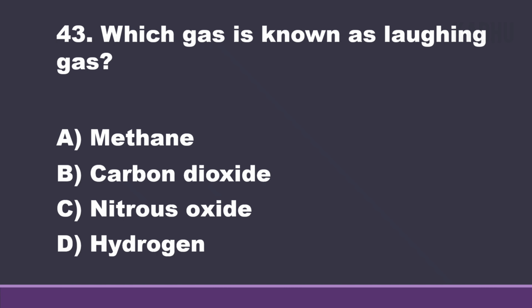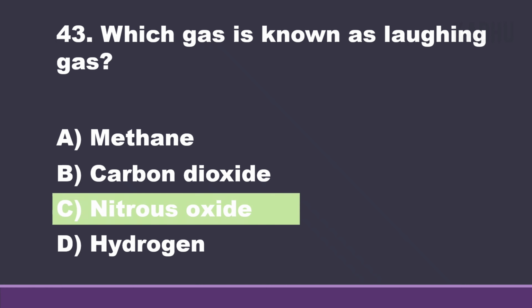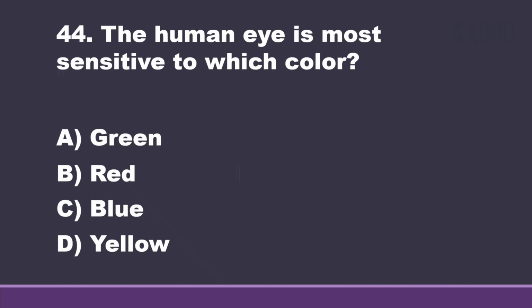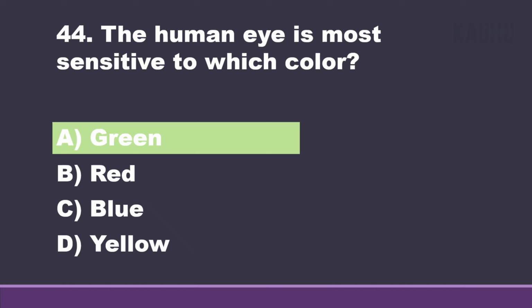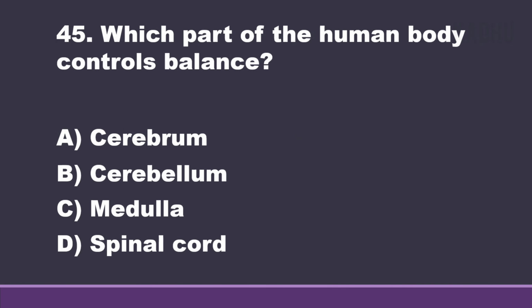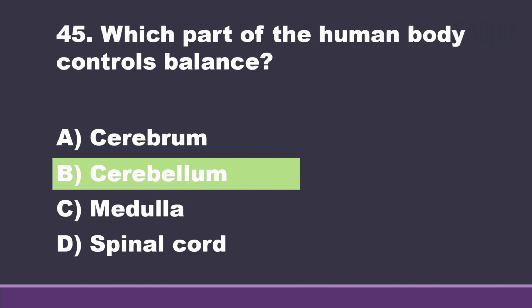Which gas is known as laughing gas? Laughing gas is also known as nitrous oxide. So option C will be the correct answer. Next question, the human eye is most sensitive to which color? Option A will be the correct answer, human eye is most sensitive to green color. Which part of the human body controls balance? Option B will be the correct answer, cerebellum.